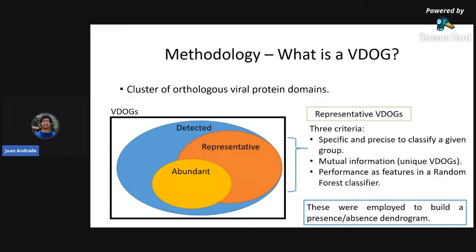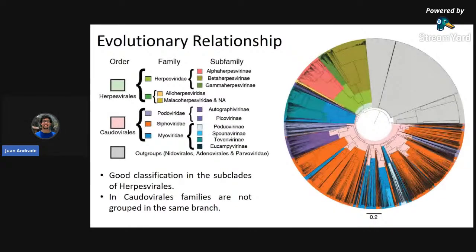And then, using the information of presence and absence of these VDOGs and neighbor joining, we created a dendrogram of both the Herpesvirales and Caudovirales, using these representative Herpesvirales VDOGs. And we got something like this. In this case, we use 2 viral orders and 1 viral family as outgroups. They have either RNA or dsDNA genomes. I'm referring to the outgroups.